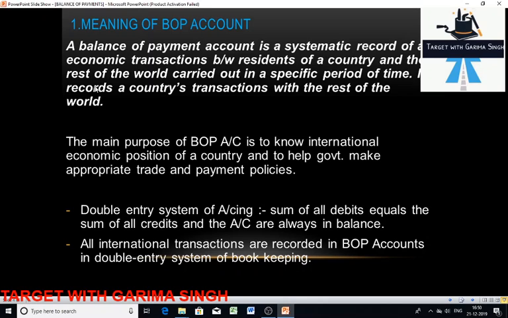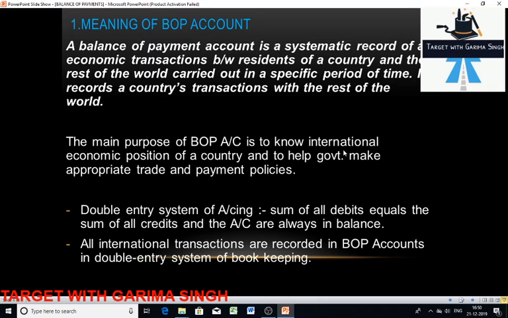Similarly, foreign exchange is received when capital flows in, and foreign exchange goes out when capital flows out. So capital in, foreign exchange in; capital flows out, foreign exchange flows out. So BOP records all these transactions. That is why the BOP account of a country is sometimes defined as a record of a country's sources and uses of foreign exchange on account of international transactions.